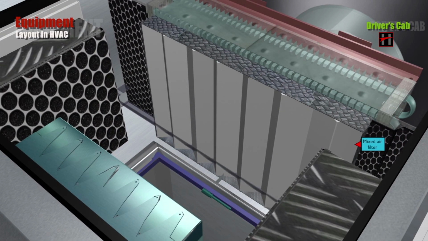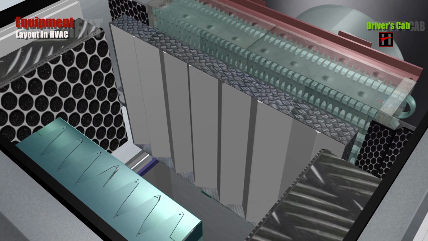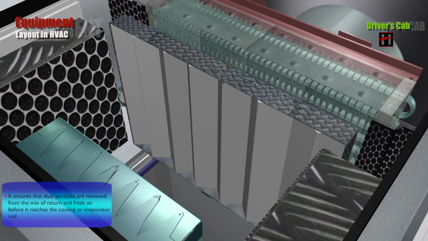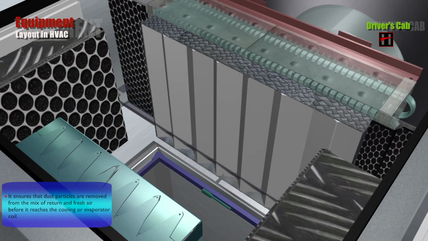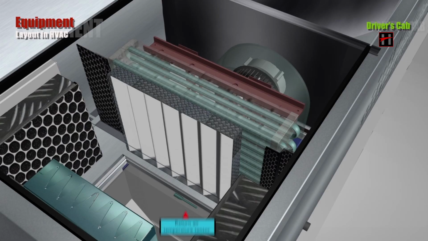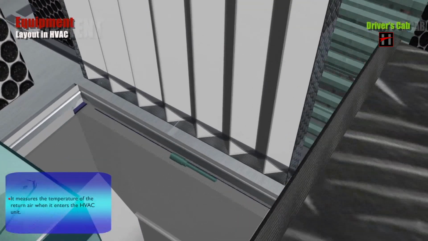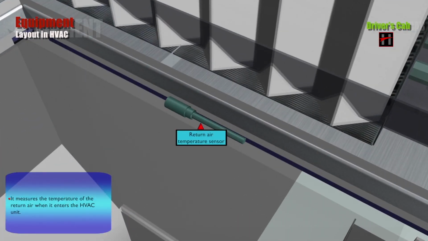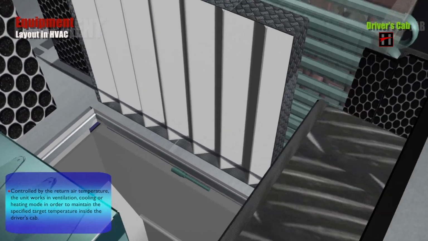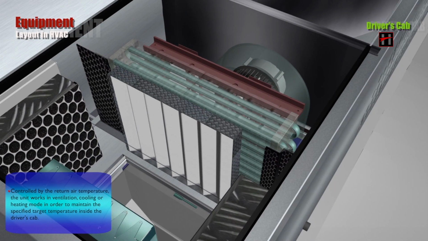The mixed air filter is arranged in front of the cooling coil. It ensures that dust particles are removed from the mix of return and fresh air before it reaches the cooling or evaporator coil. The return air temperature sensor is installed under the mixed air filter. It measures the temperature of the return air when it enters the HVAC unit. Controlled by the return air temperature, the unit works in ventilation, cooling or heating mode in order to maintain the specified target temperature inside the driver's cab.